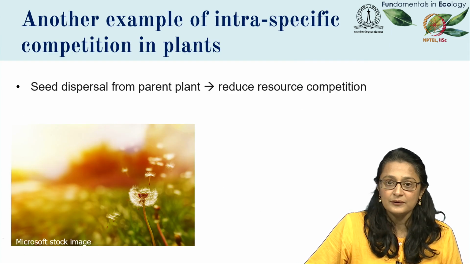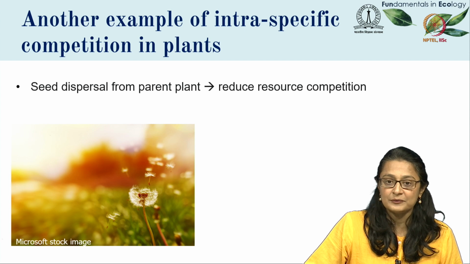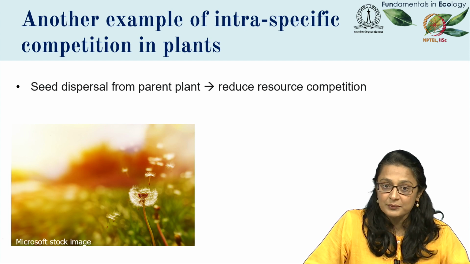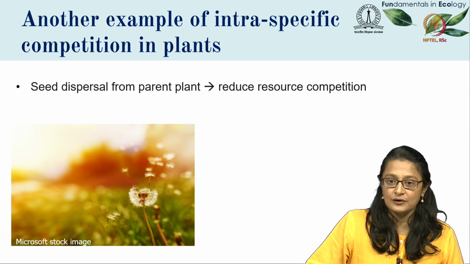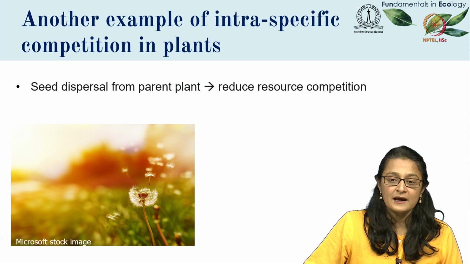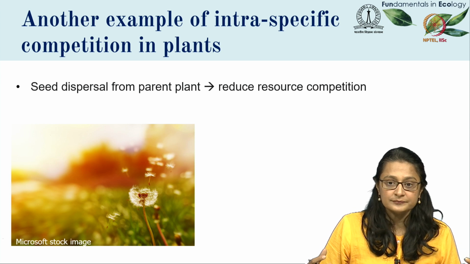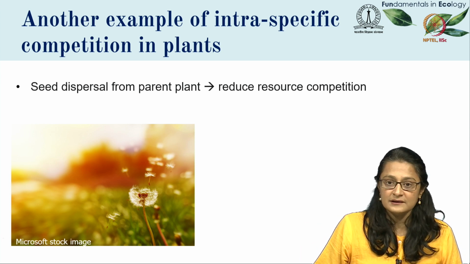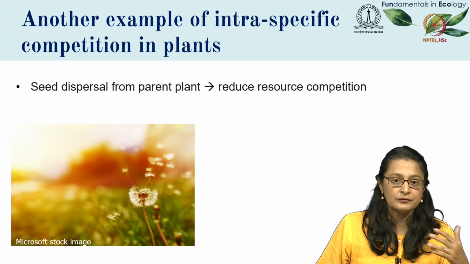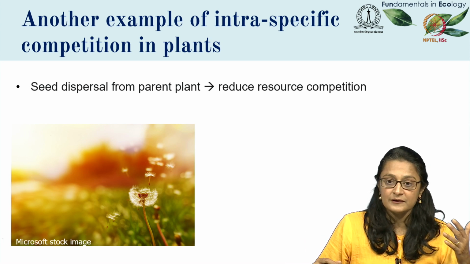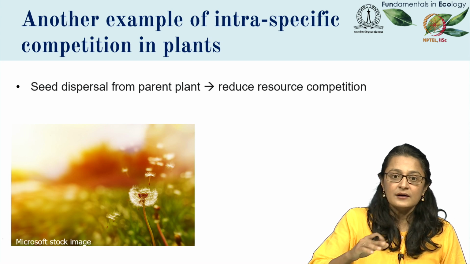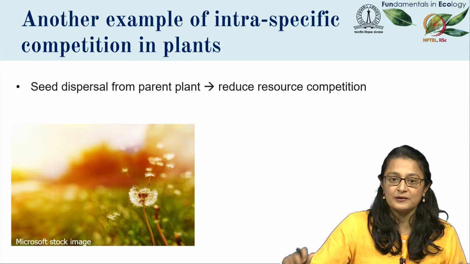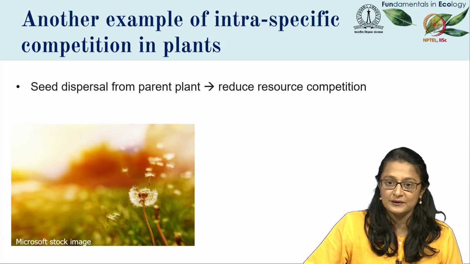Another really good example of intraspecific competition in plants is seed dispersal. Seeds disperse from their parent plant because they're trying to reduce the resource competition with their parent plant. And so evolution has shaped a range of seed dispersal strategies, from wind to animal vectors, so that seeds can disperse away from the plants and reduce the competition with each other.